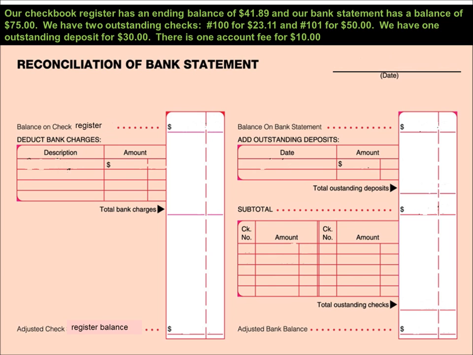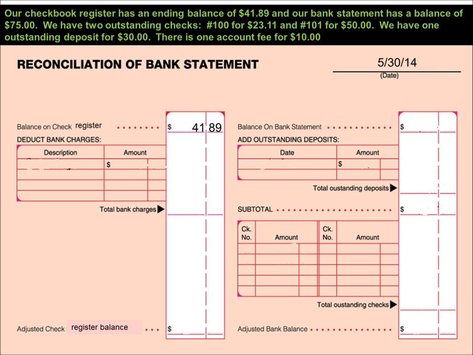So when filling out a checkbook reconciliation form, start at the top and work your way down. The date. The date is the day you are filling out your reconciliation form. So in this example, we're filling out the form on the last day of May. On the left side of the reconciliation form, it asks us to list our balance on the checkbook register. The balance on our checkbook register, as we saw in the previous slide, was $41.89.